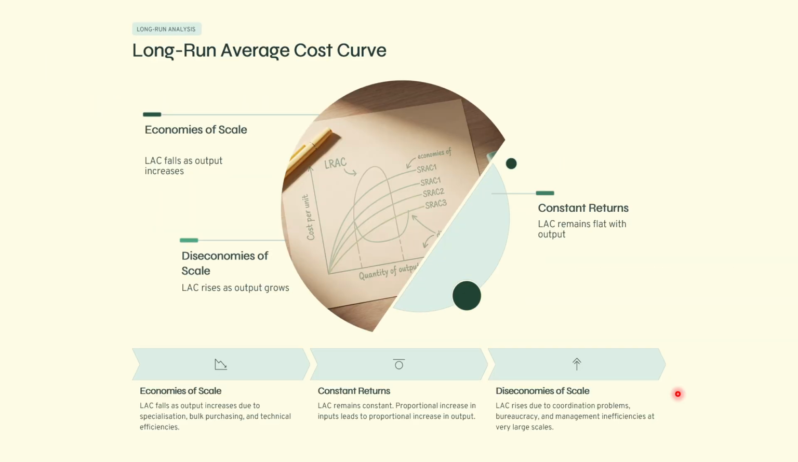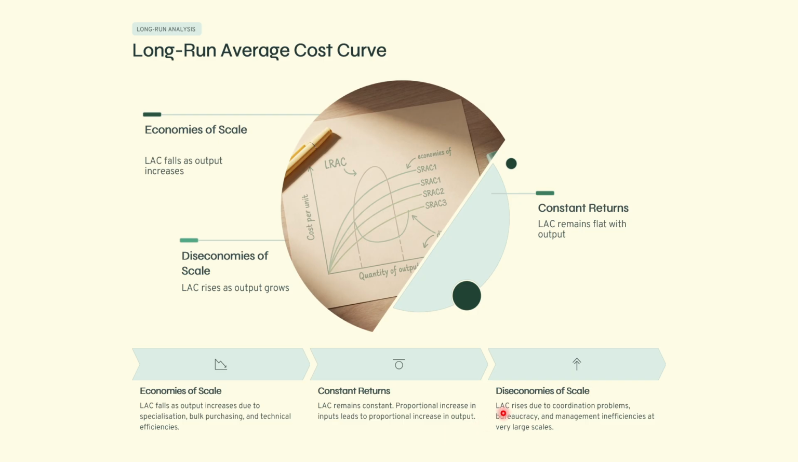Then long run average cost. One is economies of scale. Economies of scale is when long run average cost falls as output increases due to specialization, bulk purchasing, and technical efficiency. Whereas in constant returns, long run average cost remains constant. Proportional increases in input lead to proportional increases in output.